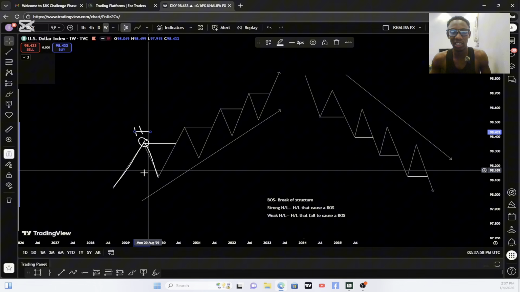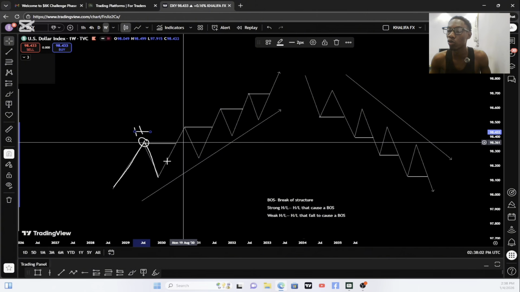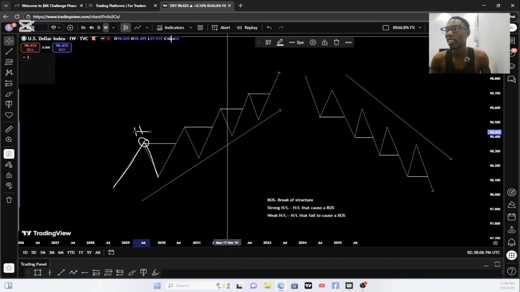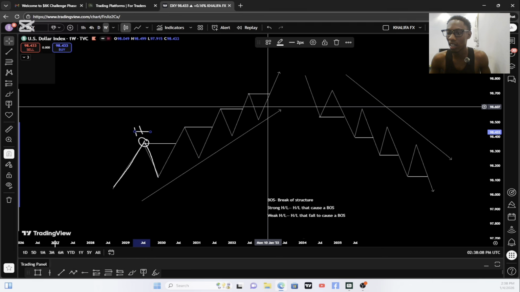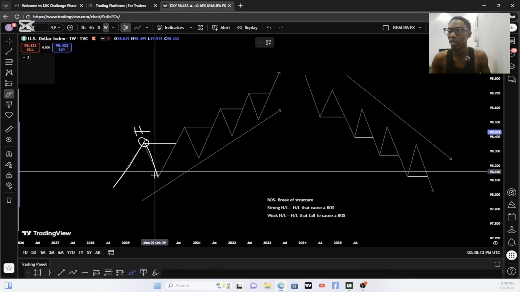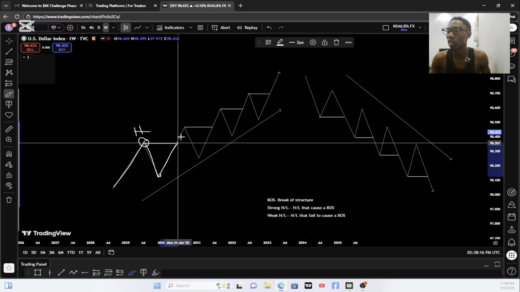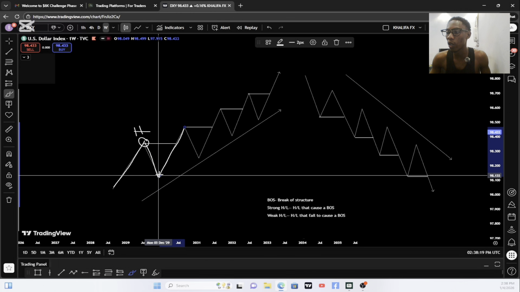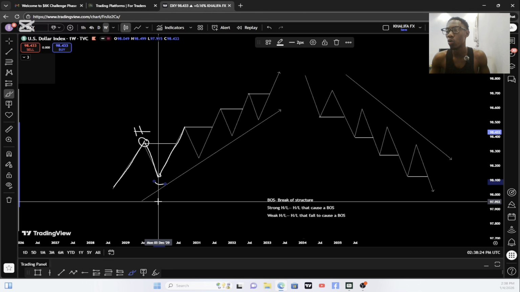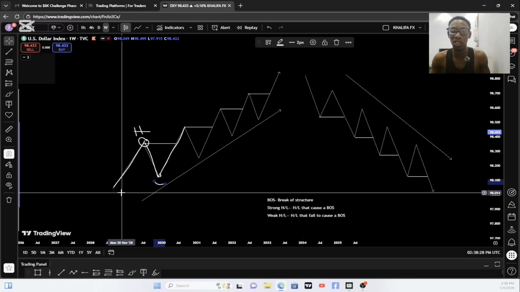And a low is simply the lowest point price traded to before it reverses back to the upside. An example of a low in this particular structure is here. Price started pulling back from here, then it stopped exactly here, then it started reversing back to the upside again. So this particular place is a low. That's why we say that in a bullish market, price is making a series of what?